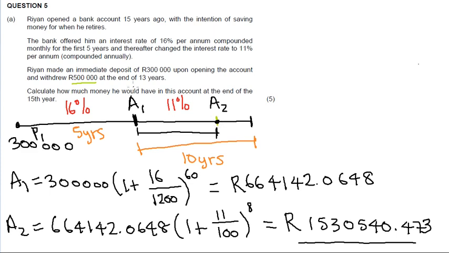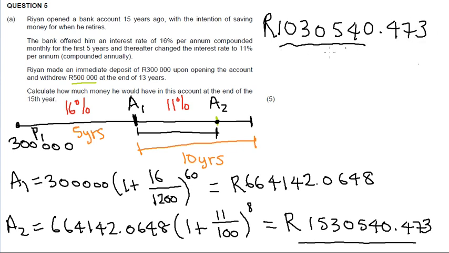And then at this stage, he now withdraws 500,000 from this amount. So the new balance will be 1,530,540.473 minus 500,000, and that's going to leave me with 1,030,540.473. And then finally, we just grow this amount for a further 2 more years. That'll take me to the end of the timeline.